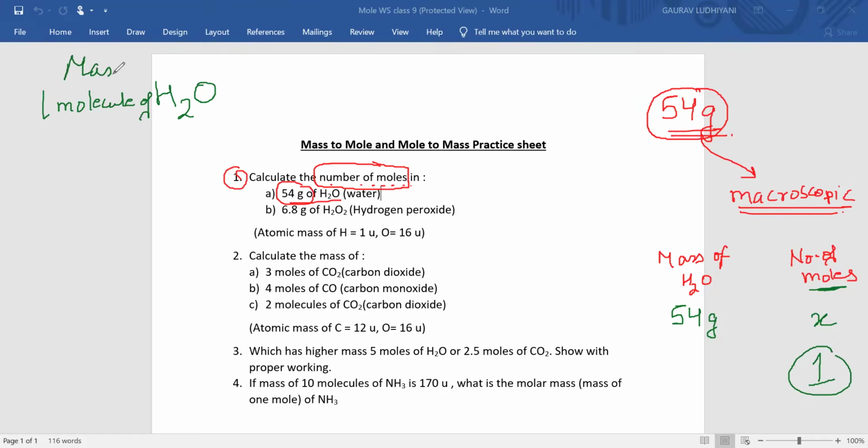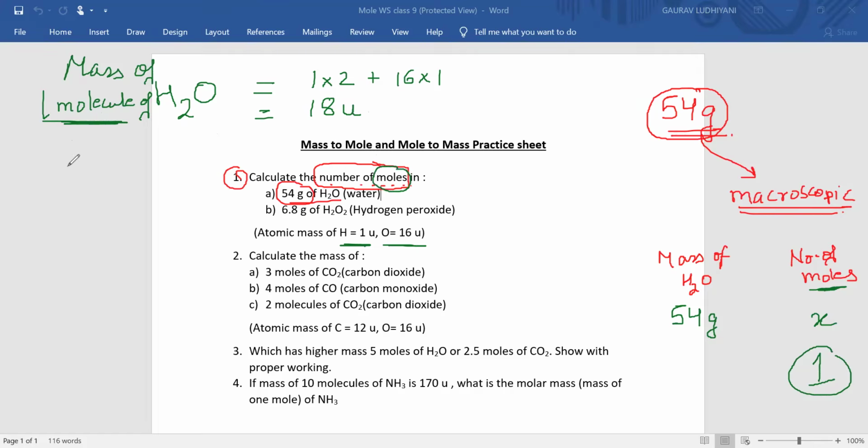So let me first calculate the mass of 1 molecule of water. For your assistance, the individual atomic masses are given, so you don't have to look at the periodic table now. It has already been given in the sheet. So mass of 1 molecule of water: 1 into 2, because there are 2 hydrogen atoms, and then 16 into 1, because there is 1 oxygen atom. So the mass comes out to be 18 u, because I'm talking about 1 molecule. And now I will have to change my interpretation from 1 molecule to 1 mole, because the question was dealing in moles.